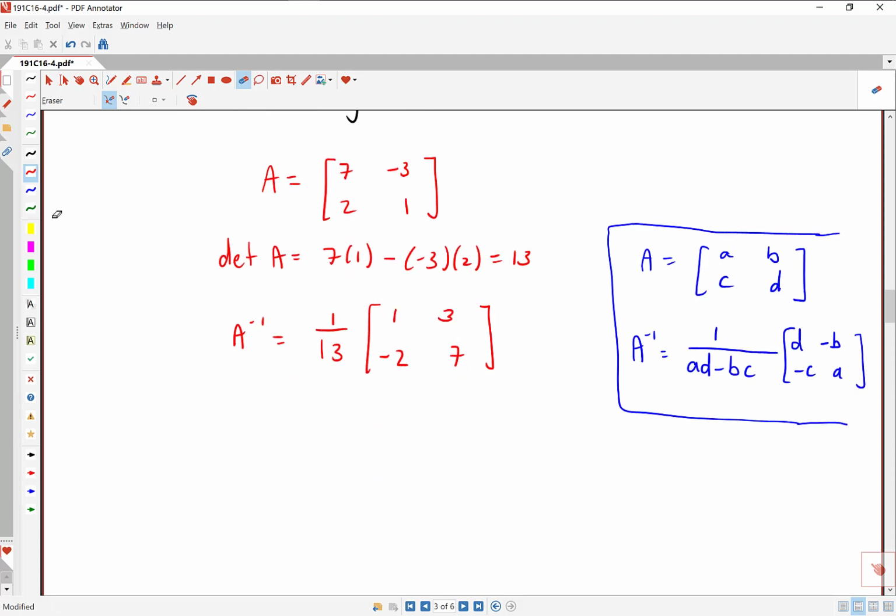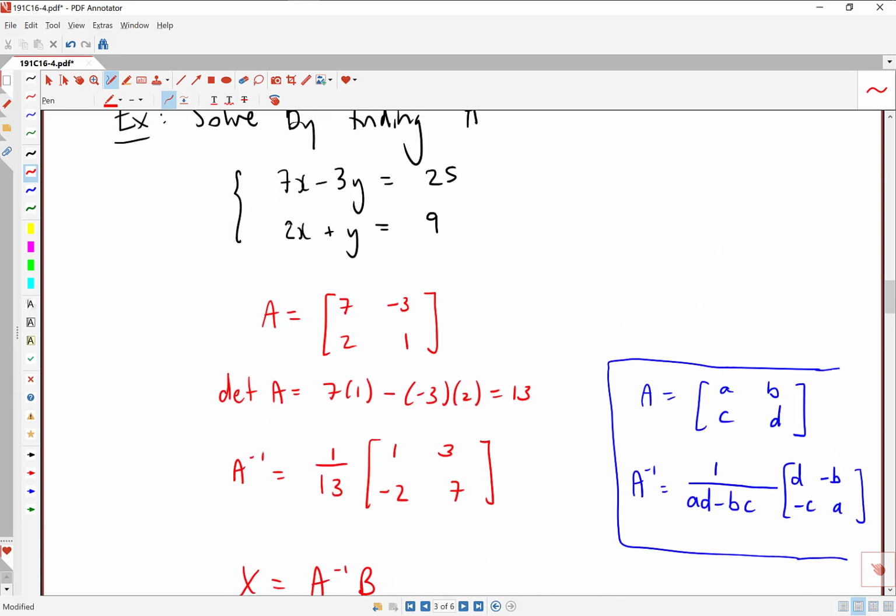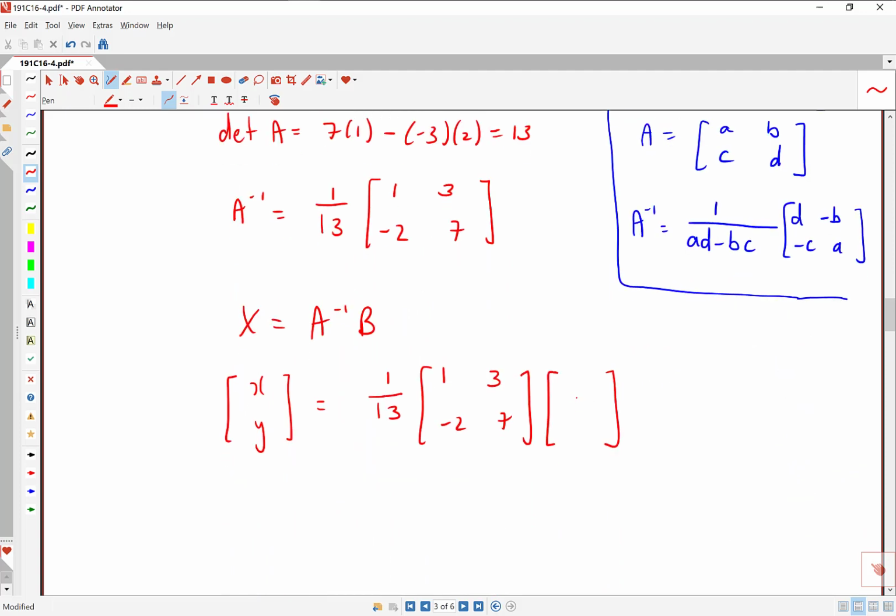So now that we've got A inverse, we're going to use that key formula that we just talked about, which says that X equals A inverse times B. X is a column matrix that contains your variables. So we're going to say the matrix XY is equal to this matrix A inverse that we just calculated times B. And so we have to just refresh our memory on our notation. B represents the constants for the system. So if you look back at the original problem, what were the constants? 25 and 9. So B is just a single column that contains those constants.